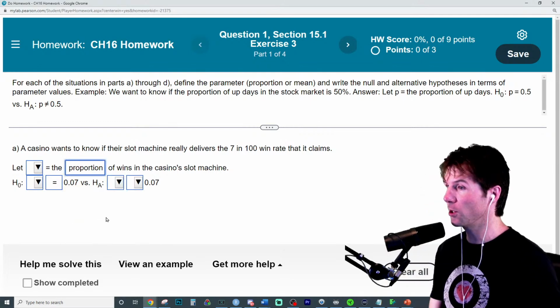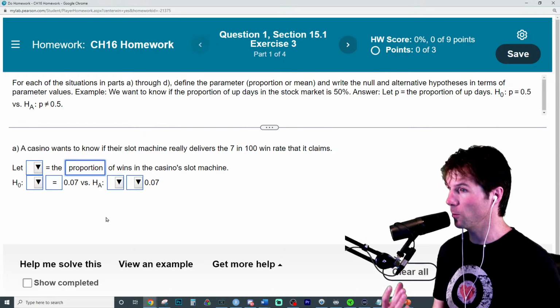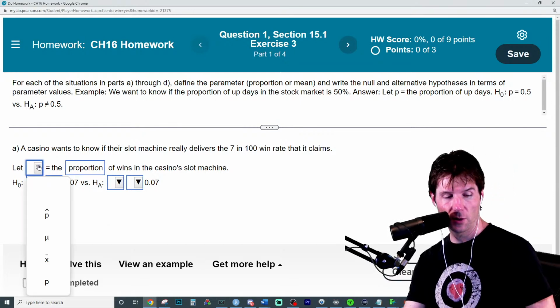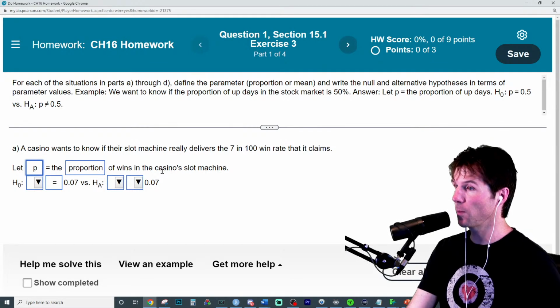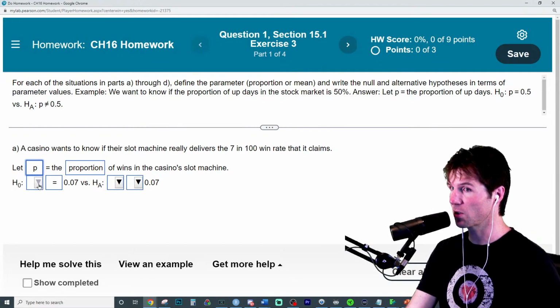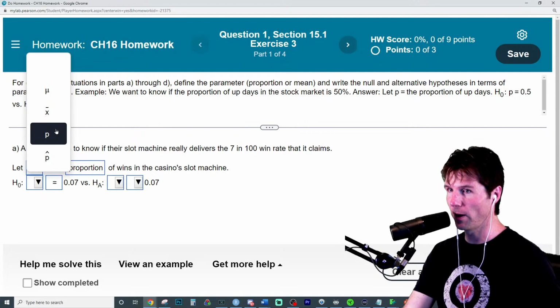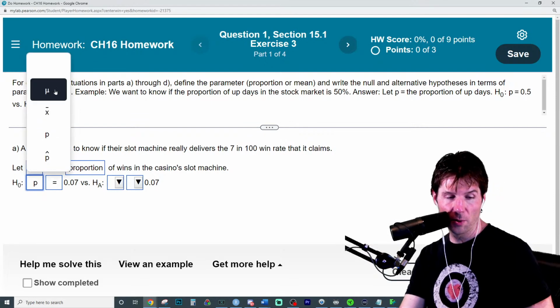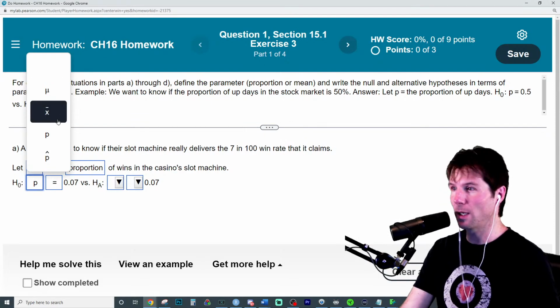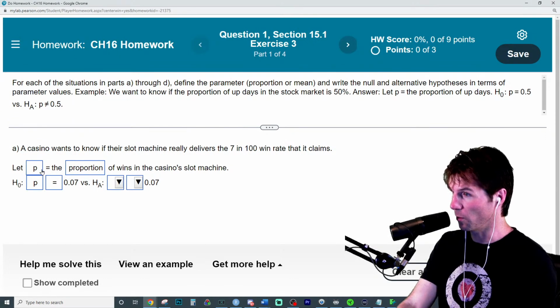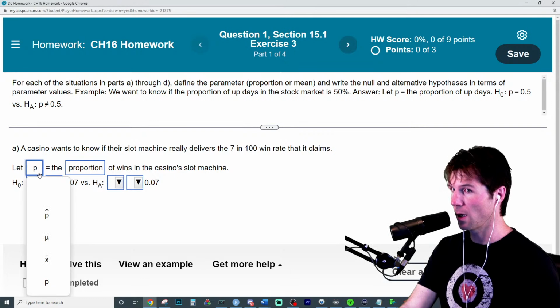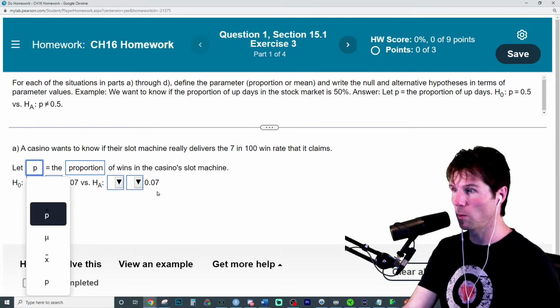Now, since we put proportion, that means we're talking about P, which is the true proportion. So let P equal the true proportion. And so we'd say the true proportion of people who win at the casino is claimed to be 7%. That's how this statement would read right here. Now, the only things you could put are mu or P. We would not use X bar and we'd not use P hat, because whatever you put right here is the truth. So we'd have to say the true proportion, not the sample proportion. So you wouldn't put that there.